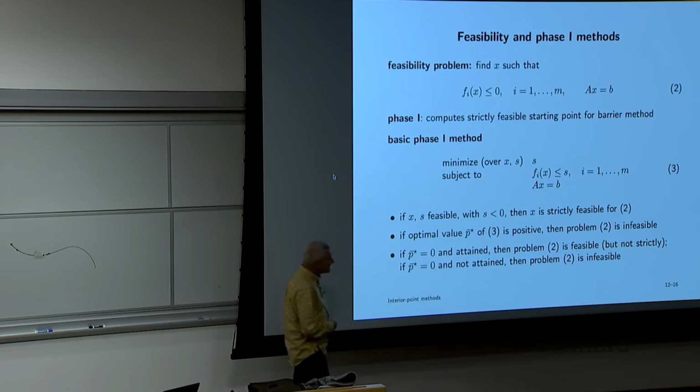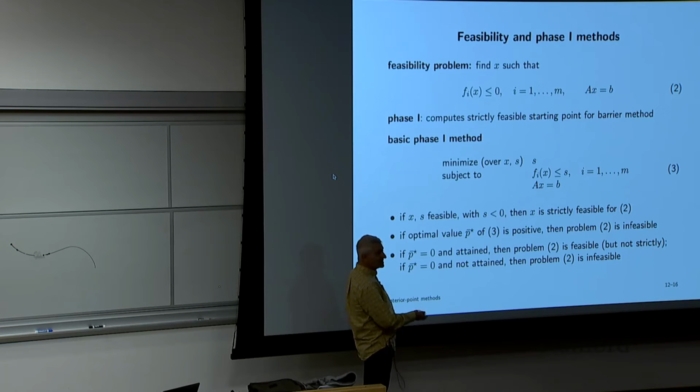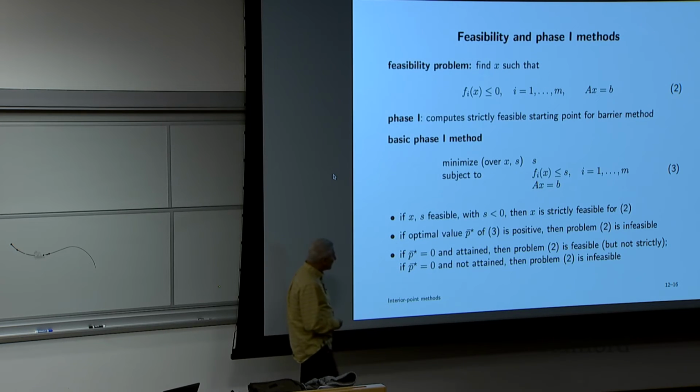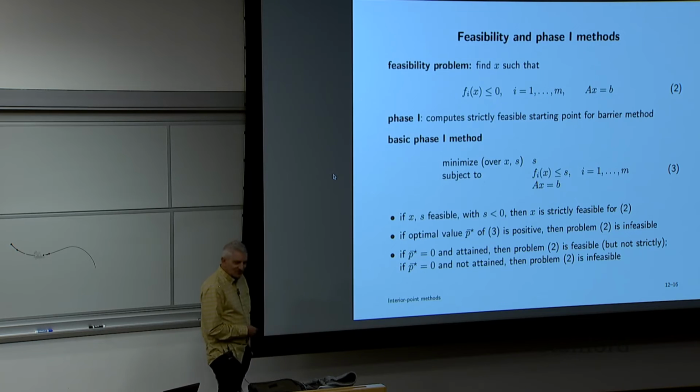Because here I know a feasible point. You pick your favorite point x that satisfies Ax equals b. It has to be in the domain of the fi's, but whatever. I evaluate fi of x, all of them, take the max of those numbers, plus 1, and that's my initial s. It's feasible, right? And so this would just work. Okay, so that's that.